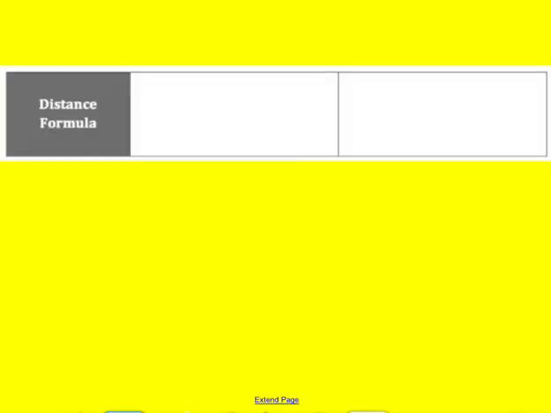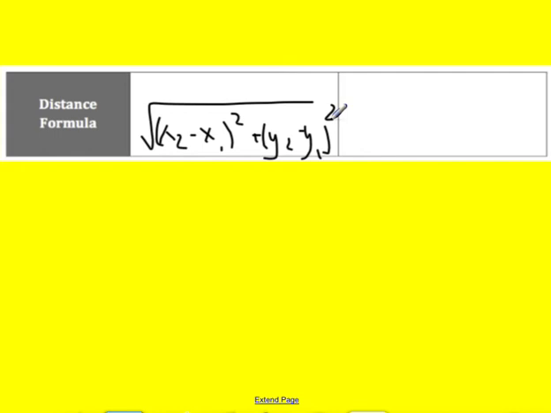Next is the distance formula. So the distance formula goes like this: x2 minus x1 squared plus y2 minus y1 squared. Now these are taken from points x1, y1 and x2, y2. It doesn't really matter which one's x1, y1 and which one's x2, y2, as long as your x1 is with your y1 and your x2 is with your y2.